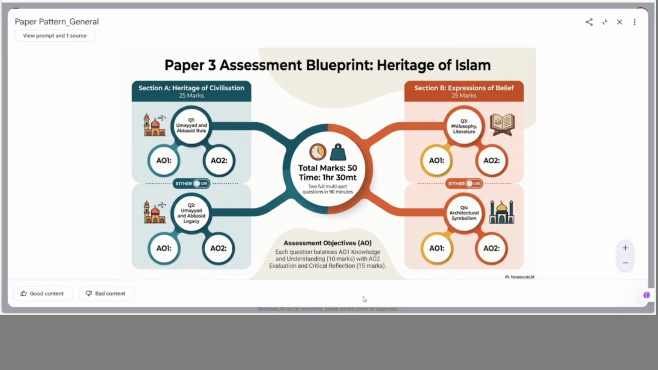So this is very important, to learn the paper pattern, what Section A is all about and what Section B is all about, what the distinction between the two is, and why we are learning this in Section A and what we are learning in Section B. All is history of Islam. All is Islamic heritage. Got it? But what is the difference in the history of Islam in Section A and in Section B?